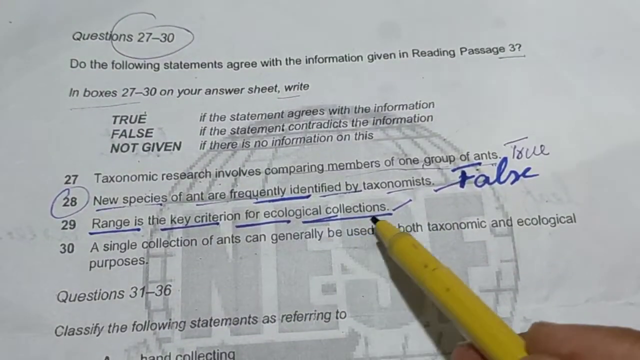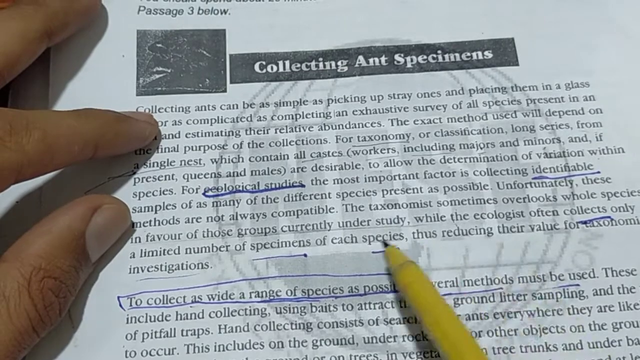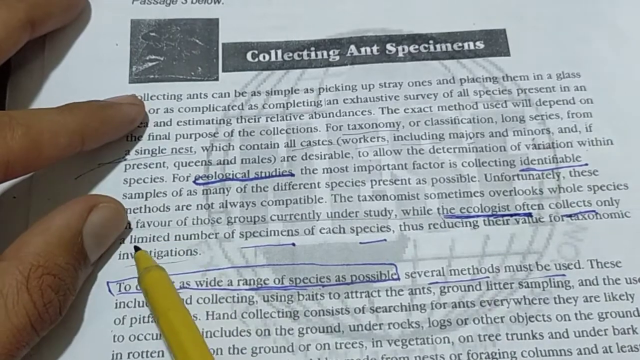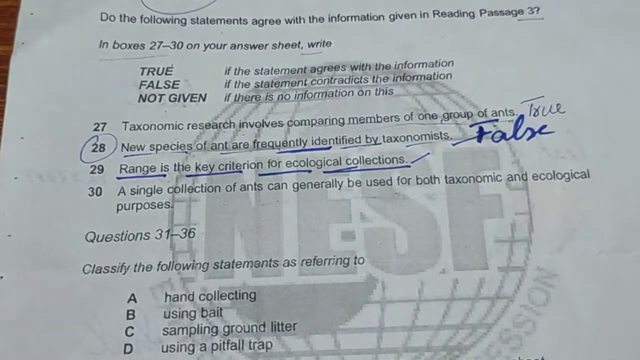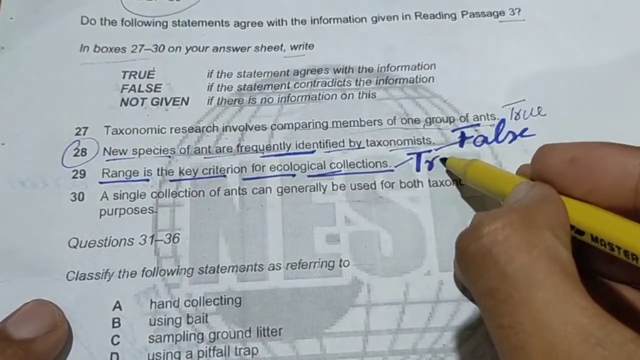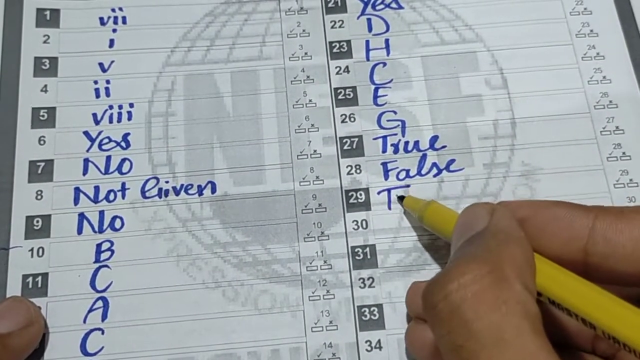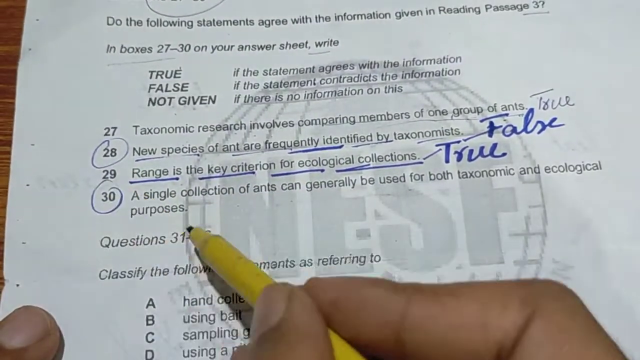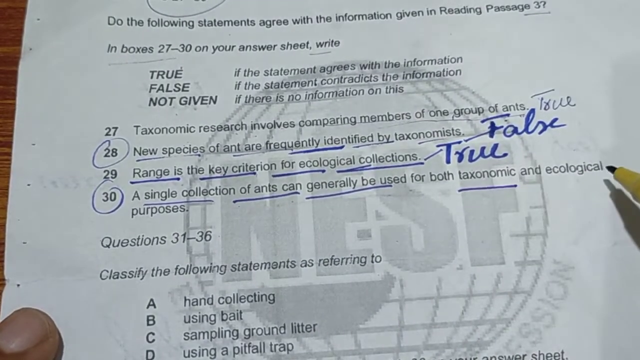Range is the key criterion for ecological collections. Yes, the range is the key criterion to collect as wide a range of species as possible by ecological studies. Ecologists often collect only a limited number of specimens of each species. So it agrees with the writer's information. So this will be true. We will also write true in the 29th column. Question number 30 is: a single collection of ants can generally be used for both taxonomic and ecological purposes.